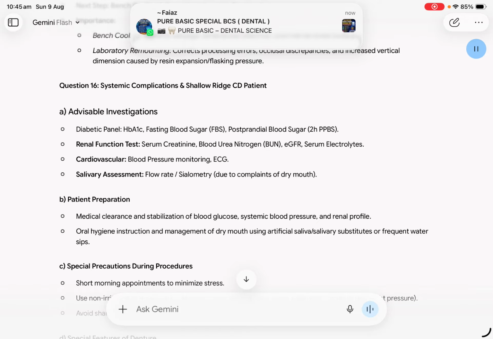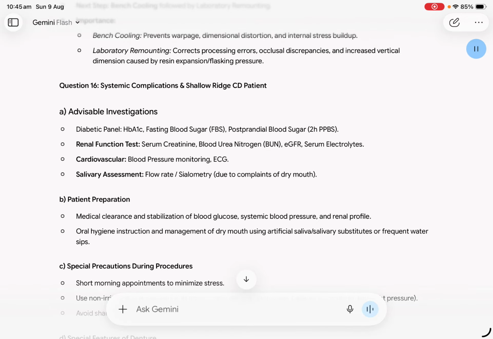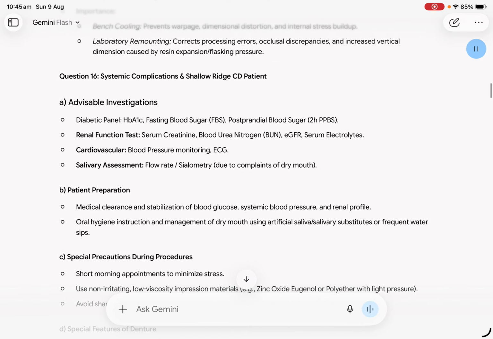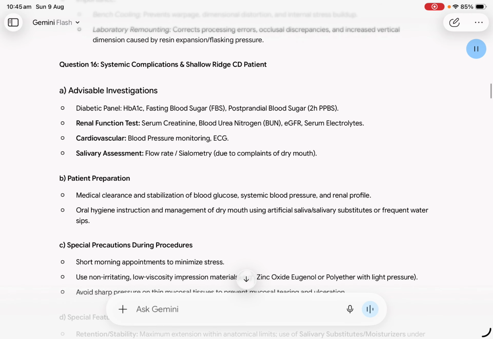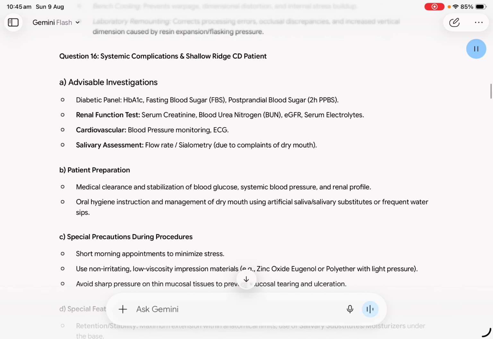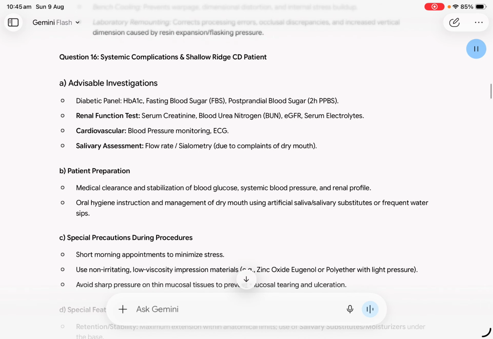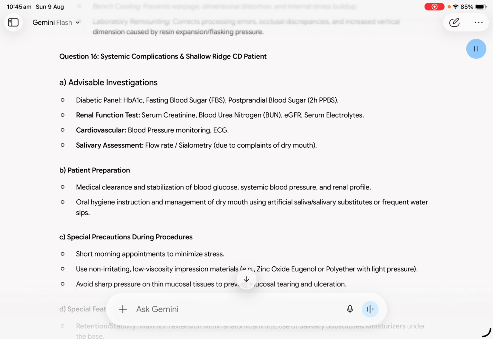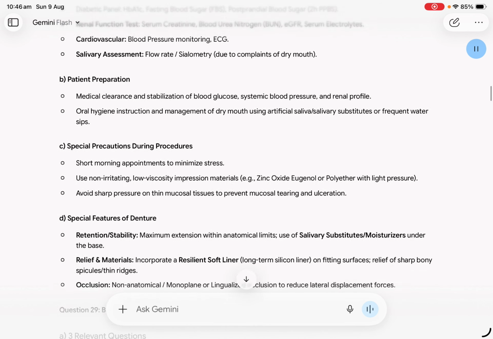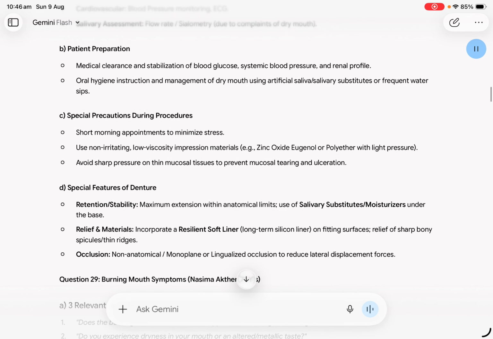B. Patient preparation. Medical clearance and stabilization of blood glucose, systemic blood pressure, and renal profile. Oral hygiene instruction and management of dry mouth using artificial saliva/salivary substitutes or frequent water sips. C. Special precautions during procedures. Short morning appointments to minimize stress. Use non-irritating, low-viscosity impression materials, e.g., zinc oxide eugenol or polyether with light pressure. Avoid sharp pressure on thin mucosal tissues to prevent mucosal tearing and ulceration.